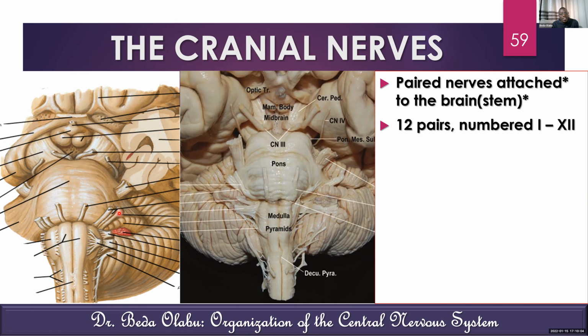Next to that is the 8th cranial nerve, which we call the vestibulocochlear nerve. The vestibulocochlear nerve contains 2 nerves again within it, the cochlear division and the vestibular division. Well, the vestibular also has 2 parts, a superior and an inferior part.